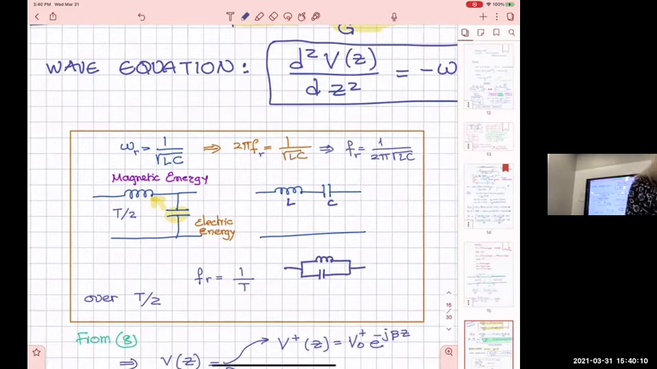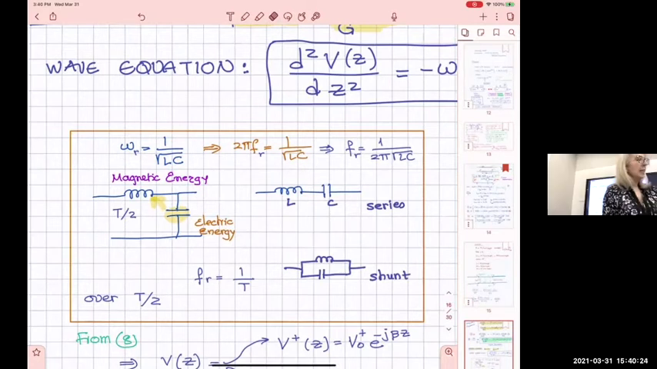All right, series, shunt. And in fact, I don't need this here. So you have seen the series and the shunt. And here now, you have this one, which is neither of the two, but it's an LC circuit.